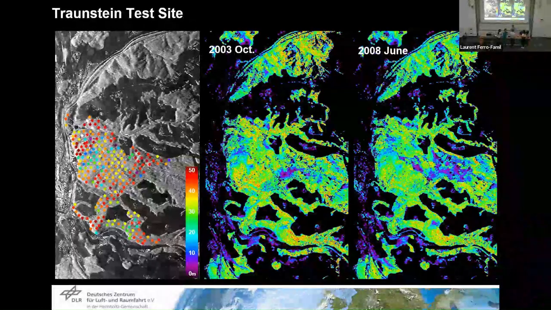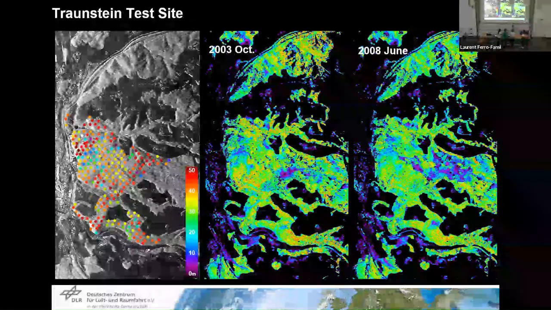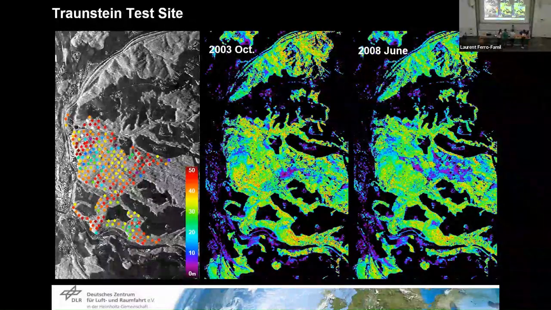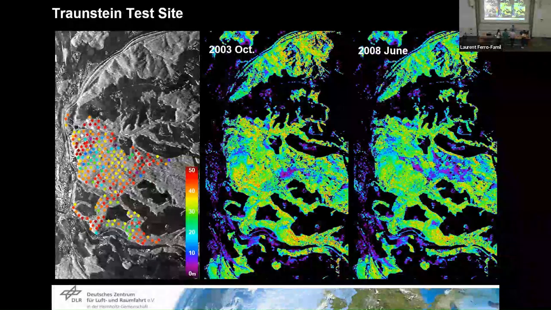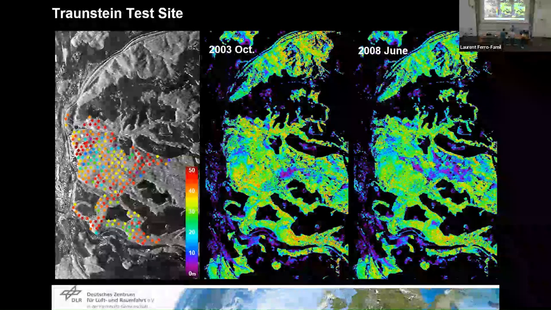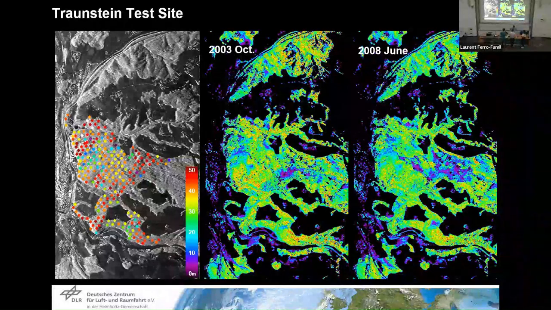This helps us. Would it also be correct to say that in case of Pol-InSAR, if you want to have this profile, then the frequency should depend on what we want to profile? Yes. And then the frequency is important.